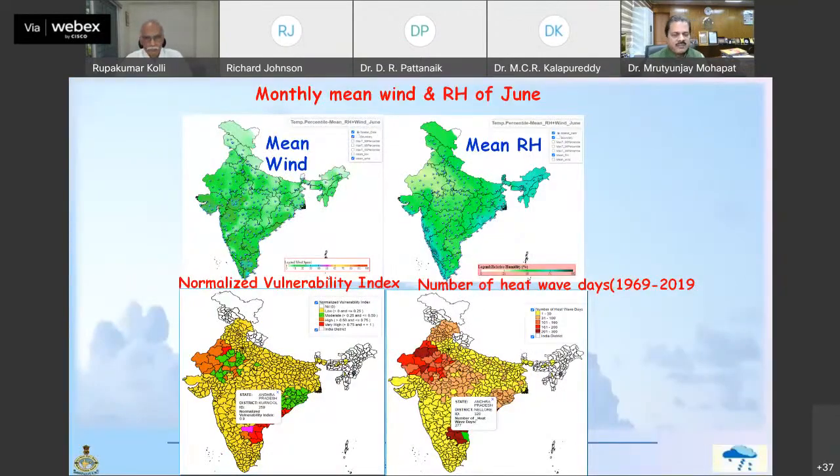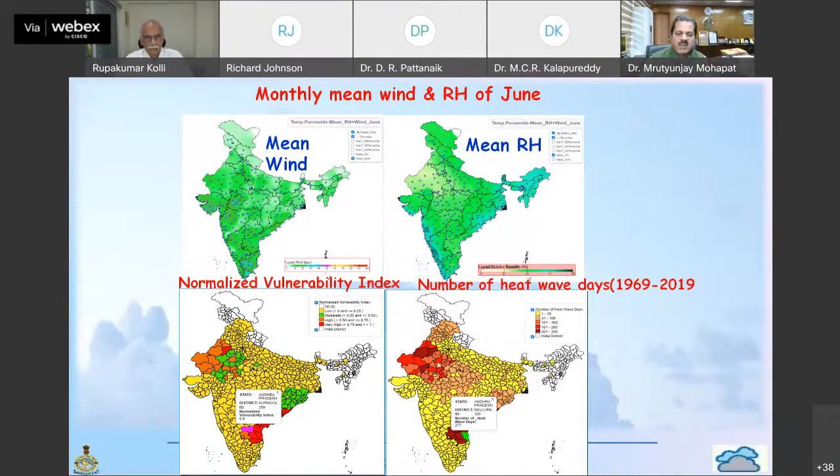To further aid the vulnerability assessment and hence the risk, we have prepared the wind impact and relative humidity impact. We have calculated a normalized vulnerability index of the heat wave and also the climatology of heat wave based on long period data. As you can see, this is the month of June. All this information is for the month of June, for example.